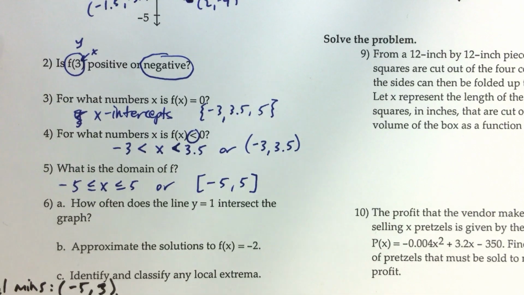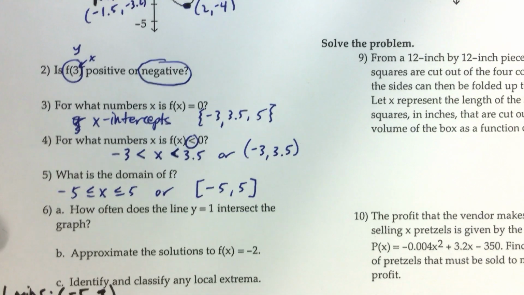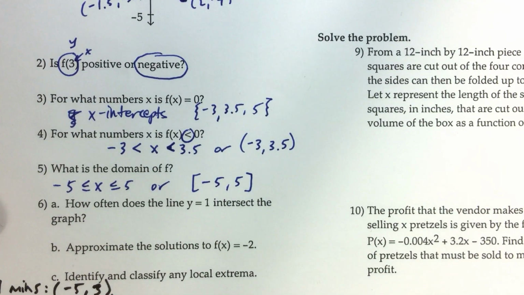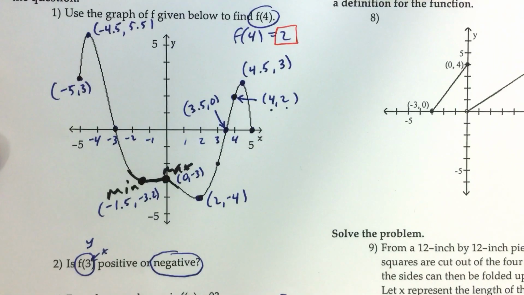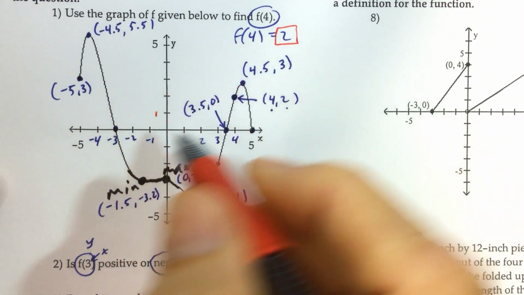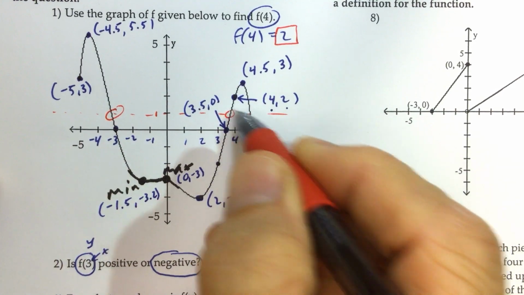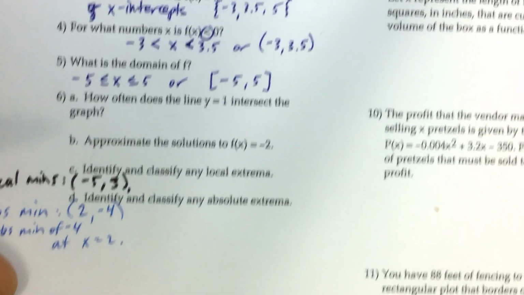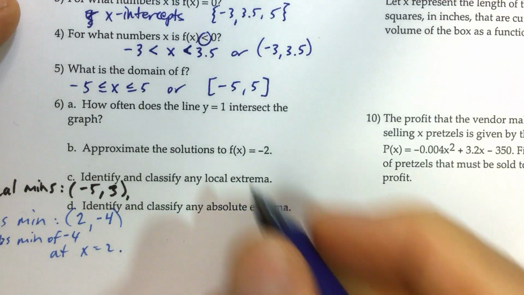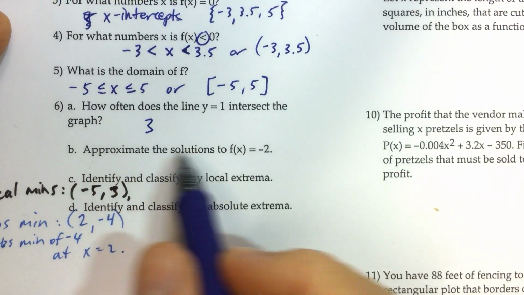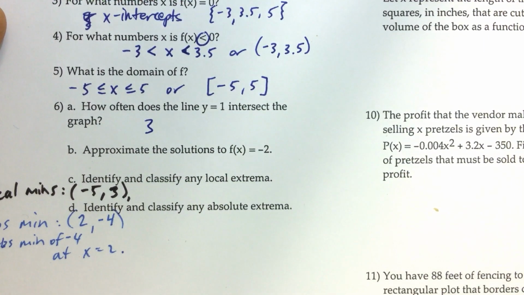And number 6, it's asking us for 6a, how often does the line y equals 1 intersect the graph? Well, we just draw a line y equals 1. There's 1 on the y-axis. Y equals 1 would intersect the graph at 1, 2, 3 points. That's it. This kind of question is just testing your ability to understand the terminology. So just 3 times.